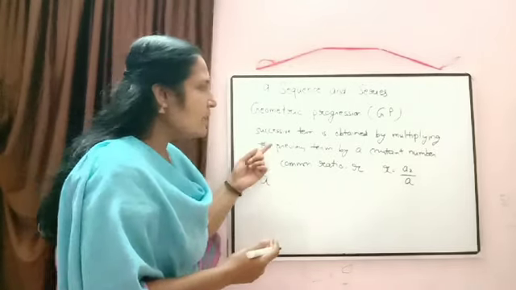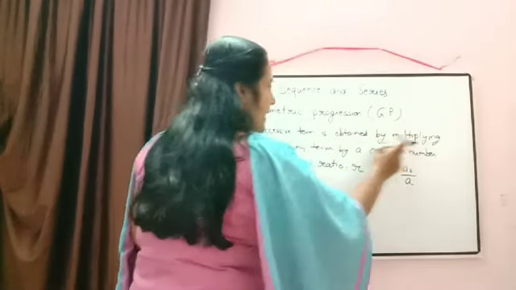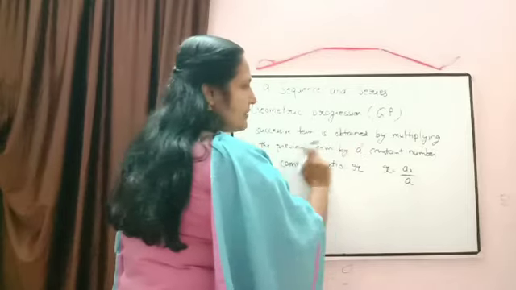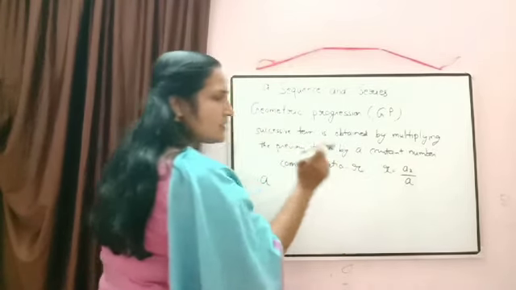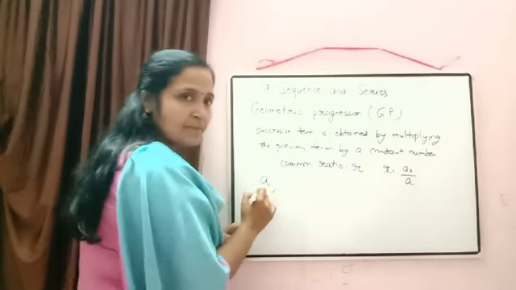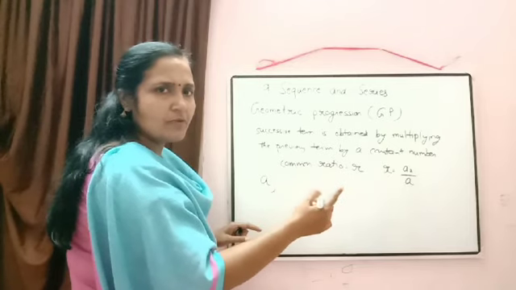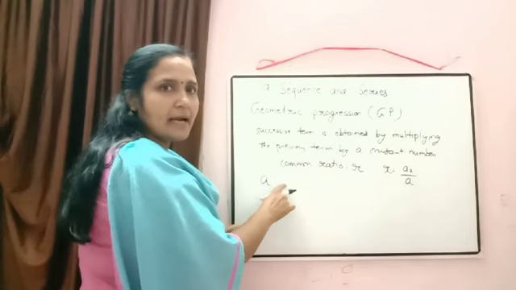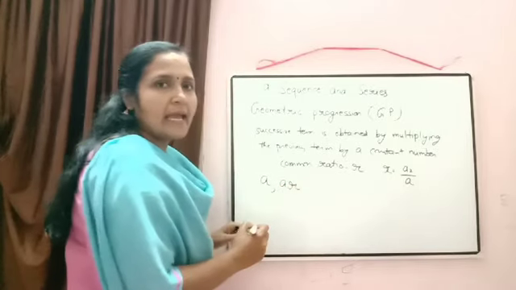Now as I said already in the definition, the successive term is obtained by multiplying the previous term by a constant number, and that constant number we are denoting by R. So if the first term is A, can you tell me what the second term will be? To get the second term, we have to multiply A by R. So the second term will be equal to AR.